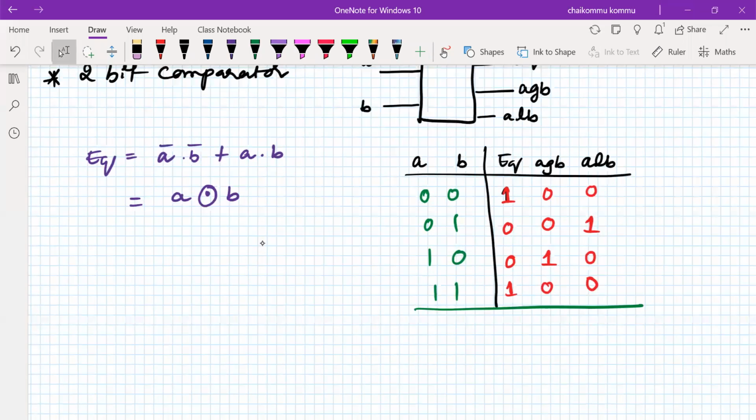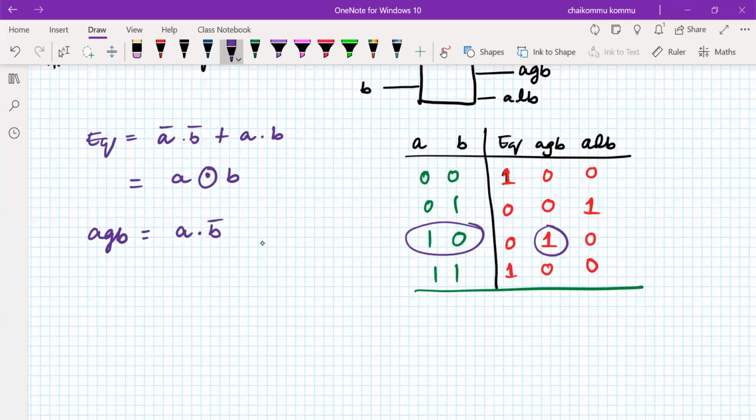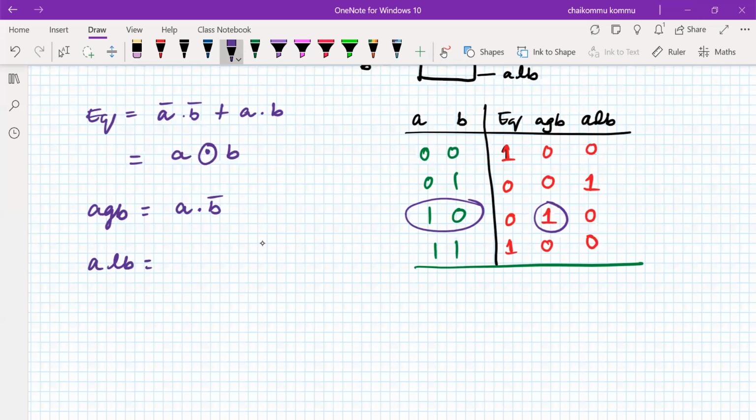Next, what about AGB? Only one minterm is available here. So to get that minterm, this is the responsible input. Therefore, A into B bar. A into B bar. Okay. What about ALB? Then only this is the responsible one. That means A bar into B.